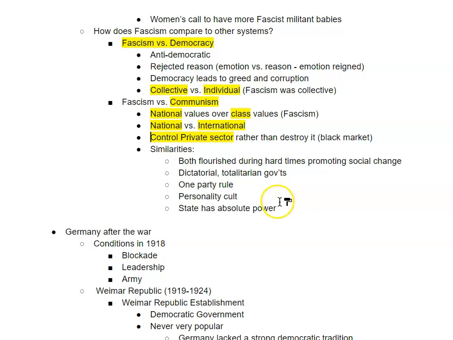And again, the state having absolute power, absolute control. There is no sense of a constitution or rights or things the government can't do. The government will do as it wills, and the government wills as its leader wills.